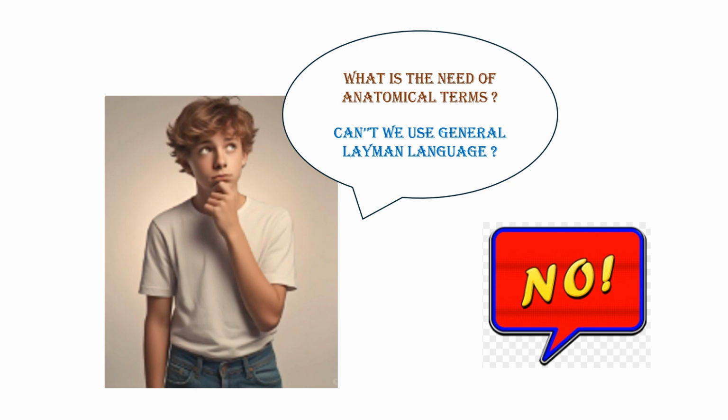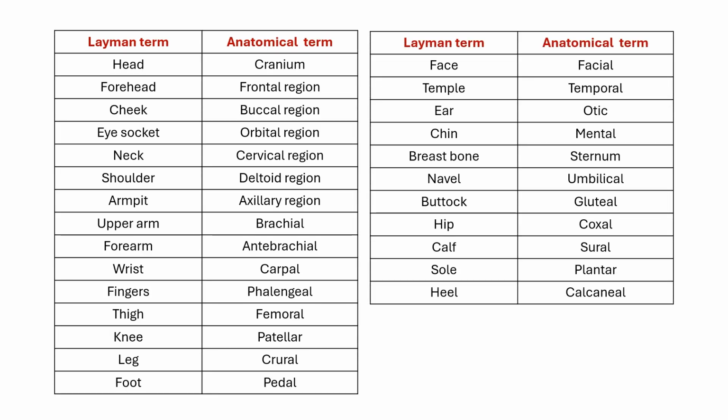Now see this table. Here they have given a few anatomical terms and their common names which we use in our daily life. The anatomical term for head is cranium. For forehead, it is frontal region. For cheek, it is buccal region. I think you guys have heard of buccal tablets somewhere. Buccal tablets means these tablets we don't directly swallow. These tablets are kept in the buccal region until they get dissolved. So this is how these anatomical terms will help us.